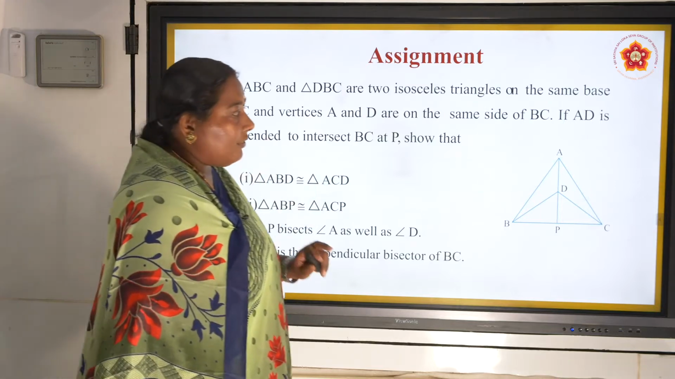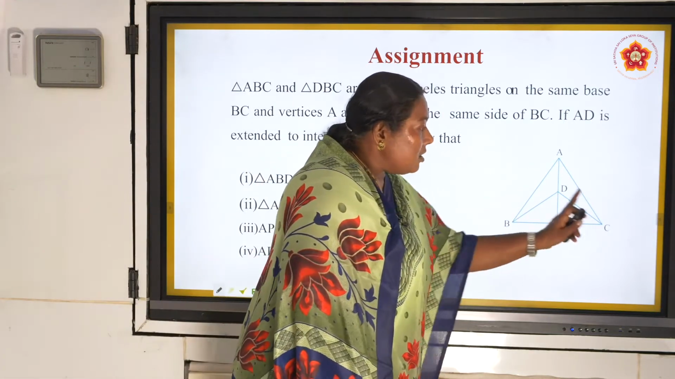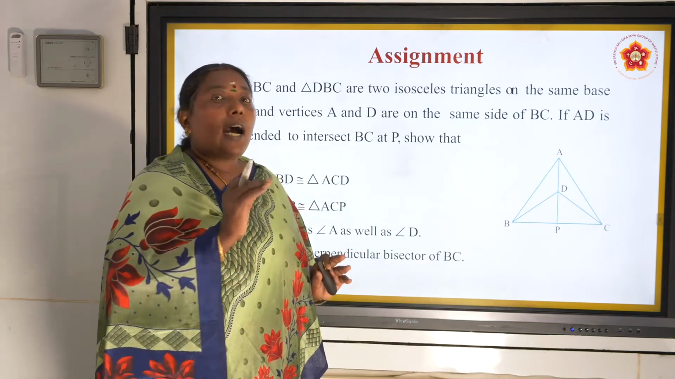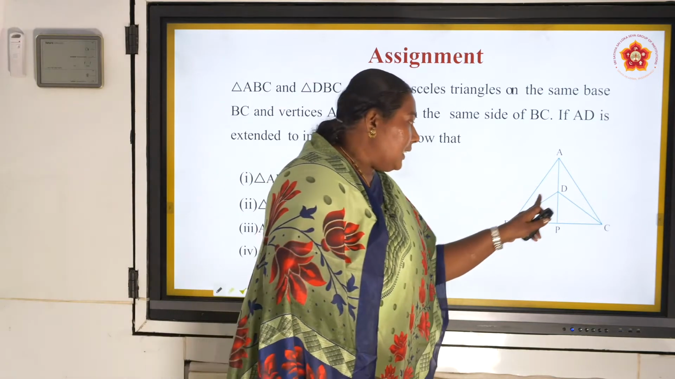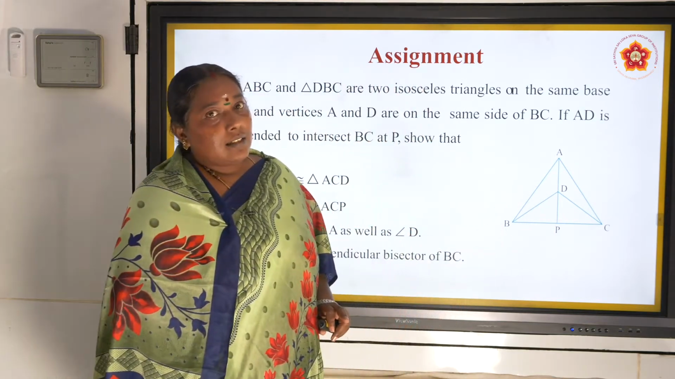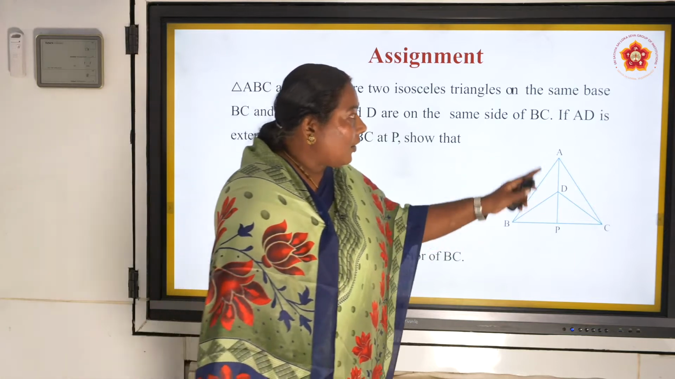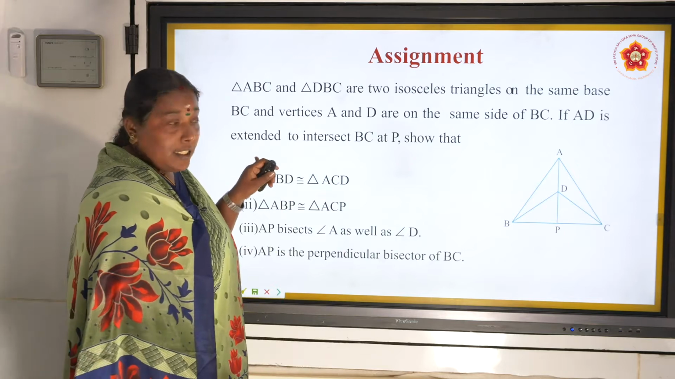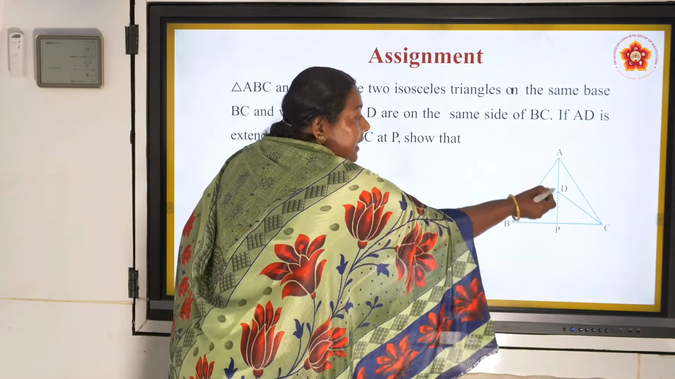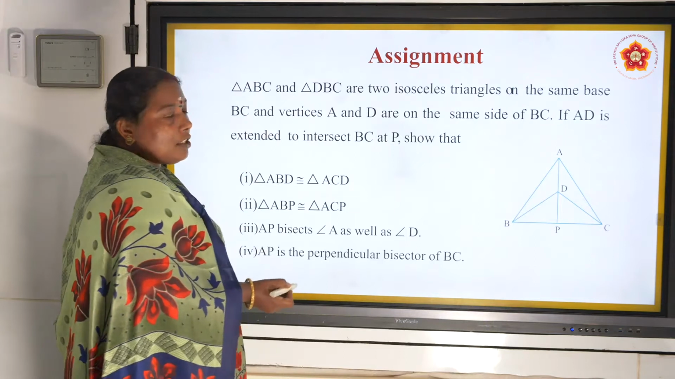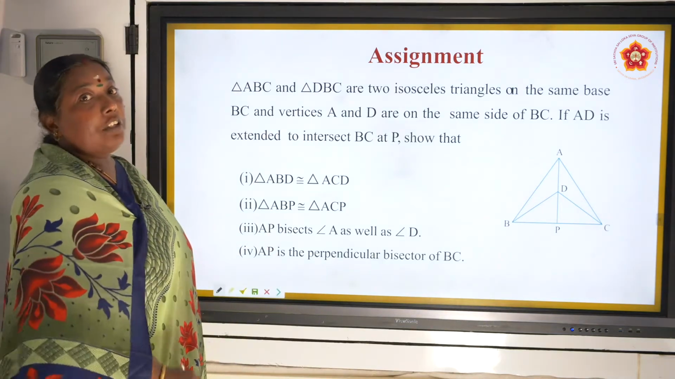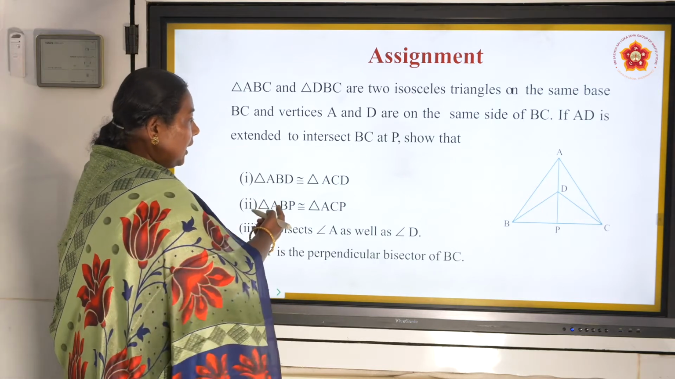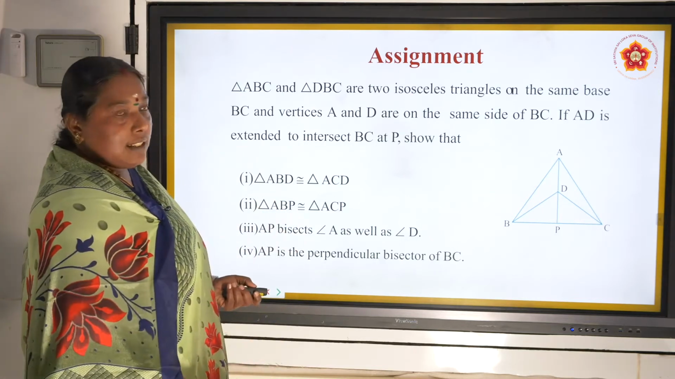So they have given a diagram that ABC is a triangle, not a normal triangle, it is an isosceles triangle. Then DBC is an isosceles triangle, and A and D are on the same side. AD is extended to BC to reach a point P. Then we have to show all these things. What and all we have to show? First one, ABD congruent to ACD. So let us see.